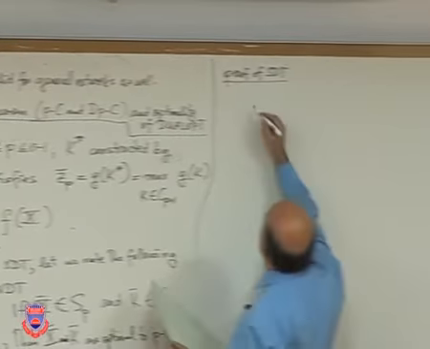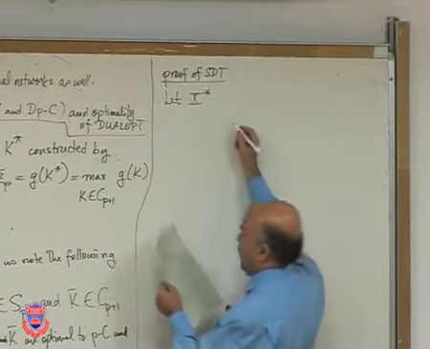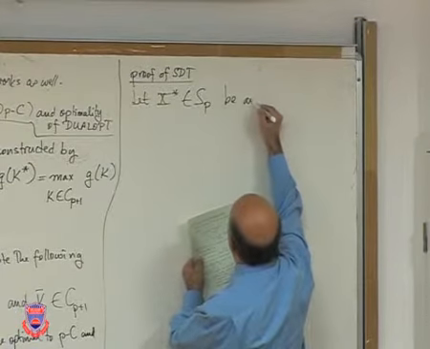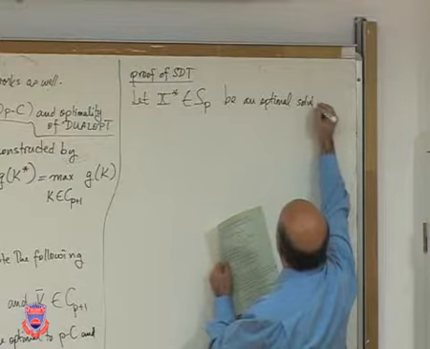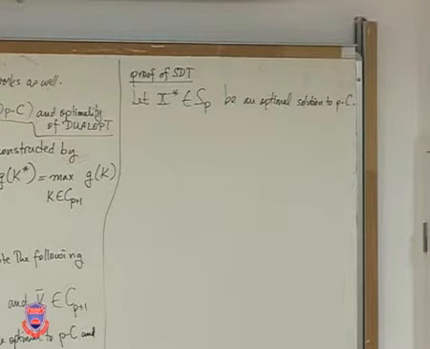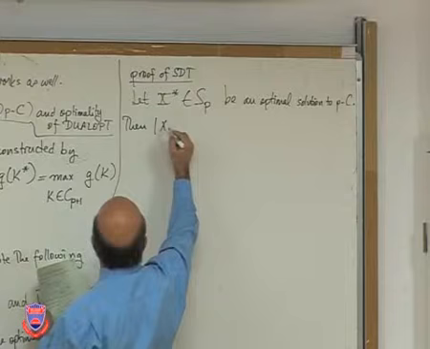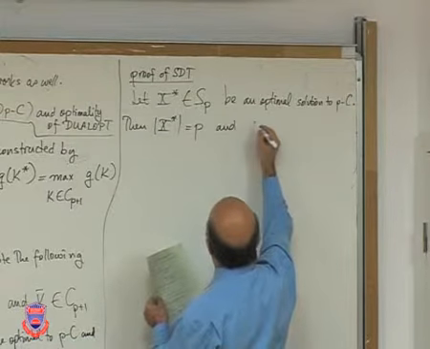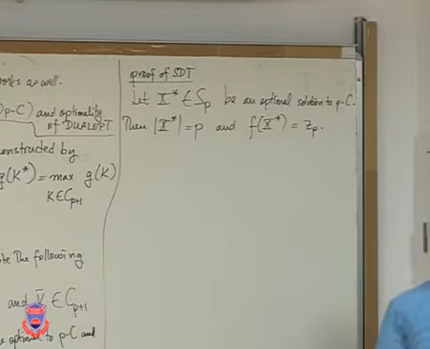So let's begin with a solution X star to the P-center problem. So let X star be a feasible solution to the P-center problem, and in fact, let it be an optimal solution. We know that there's always an optimal solution to the P-center problem, so we just pick one, okay? Then, of course, by assumption, X star has P points in it, and the loss f of X star is, in fact, the minimizing value ZP.